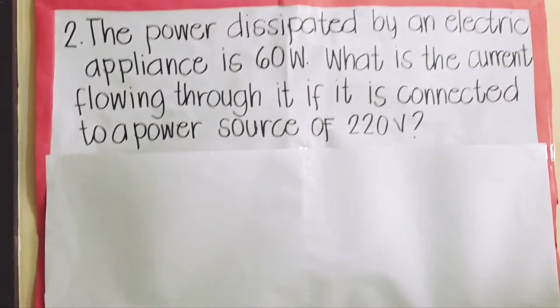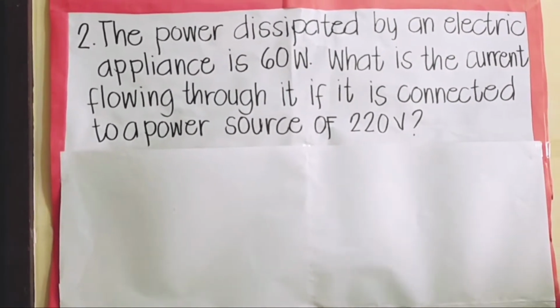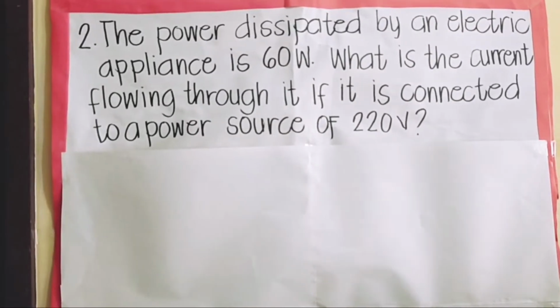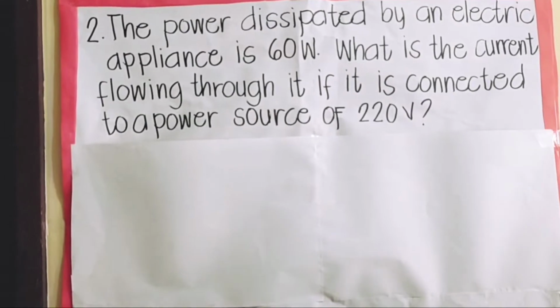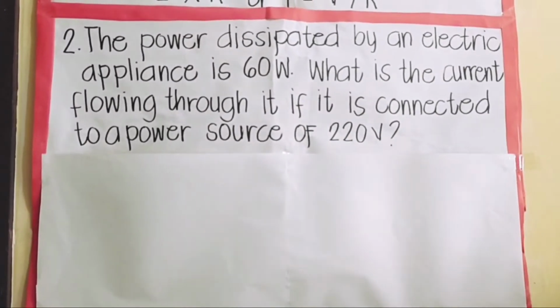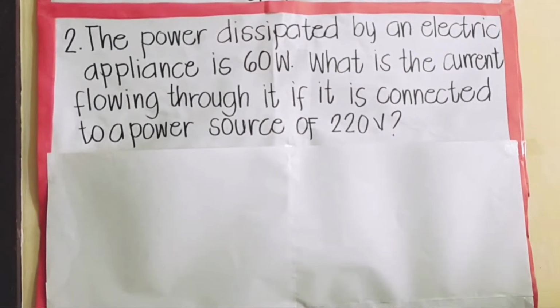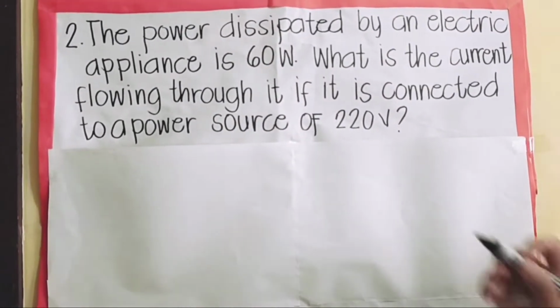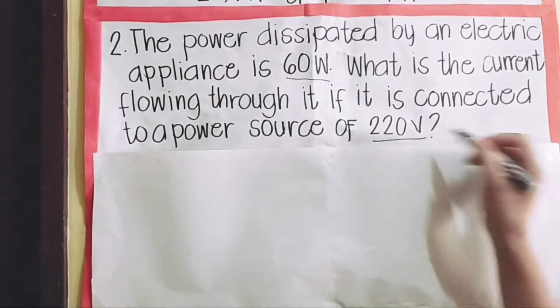Okay, number 2. The power dissipated by an electric appliance is 60 watts. What is the current flowing through it if it's connected to a power source of 220 volts? So what are the variables given in the problem? The variables given in the problem are power and voltage.